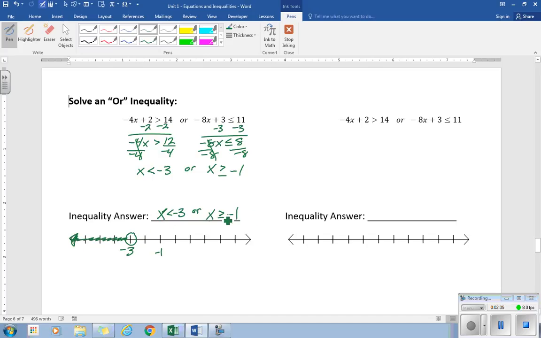The other one says x is greater than or equal to negative 1. So this one we're going to be filled in on. And then we want to be greater than that. So we're going to shade to the right. Okay. And that's everything this way.